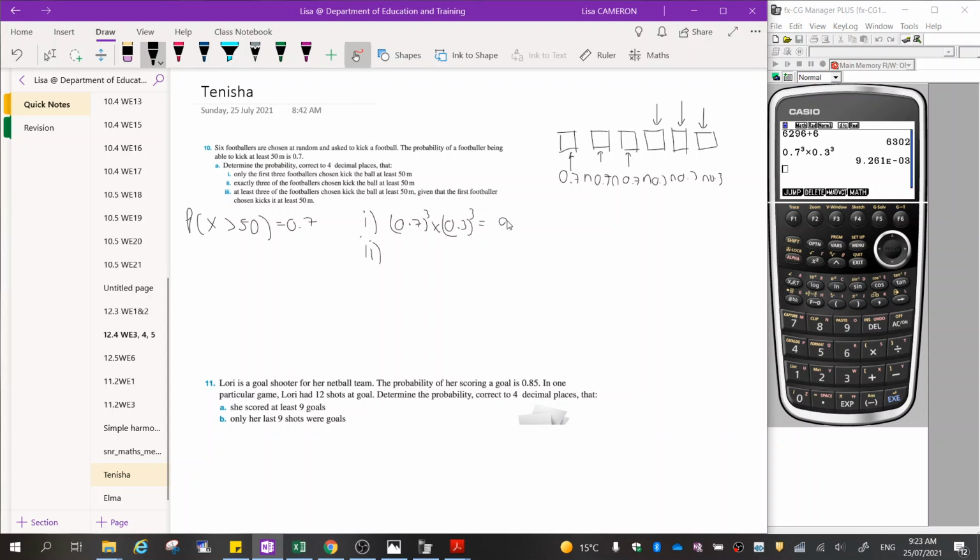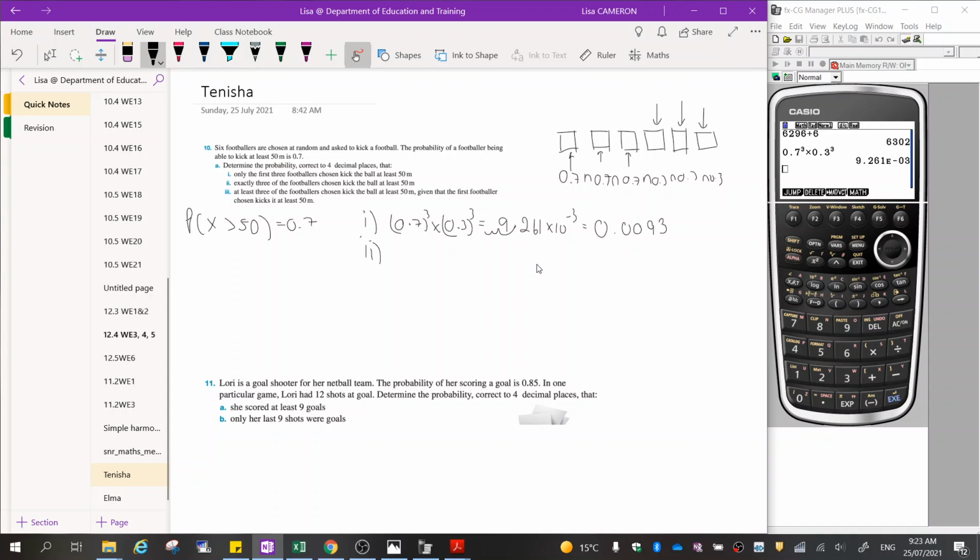Okay, so 9.261 times 10 to the power of -3. Remember, if it's -3, that means we're moving the decimal place forward 3 places to make it a smaller number. So 1, 2, 3, it needs 2 zeros. So 0.009, and it says we're rounding to 4 decimal places, so this 2 is going to become a 3.